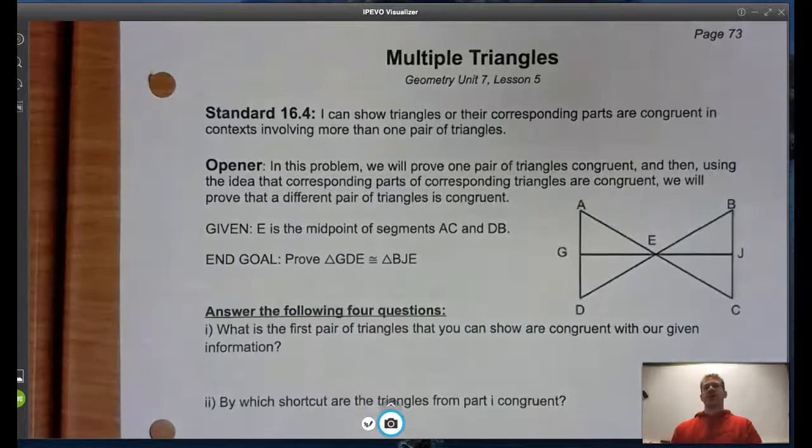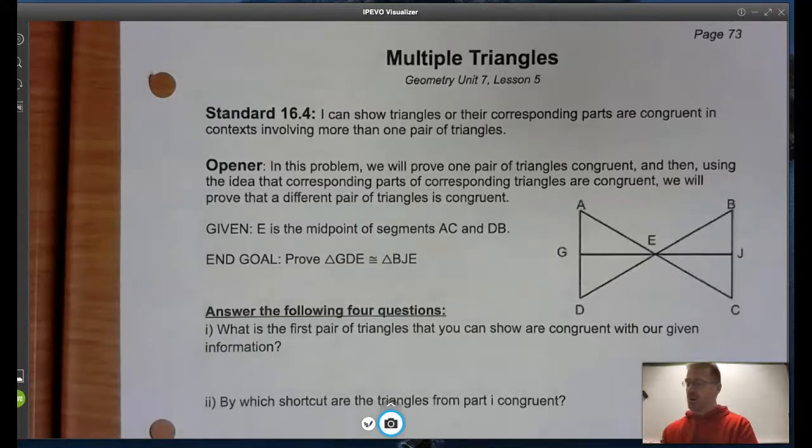So typically what this means is that we're going to have an objective, right? We're going to try to prove something congruent. And what that means is that we might have to prove one pair of triangles congruent to get the information needed, then to move on to maybe either get a second triangle congruent or parts of those triangles.